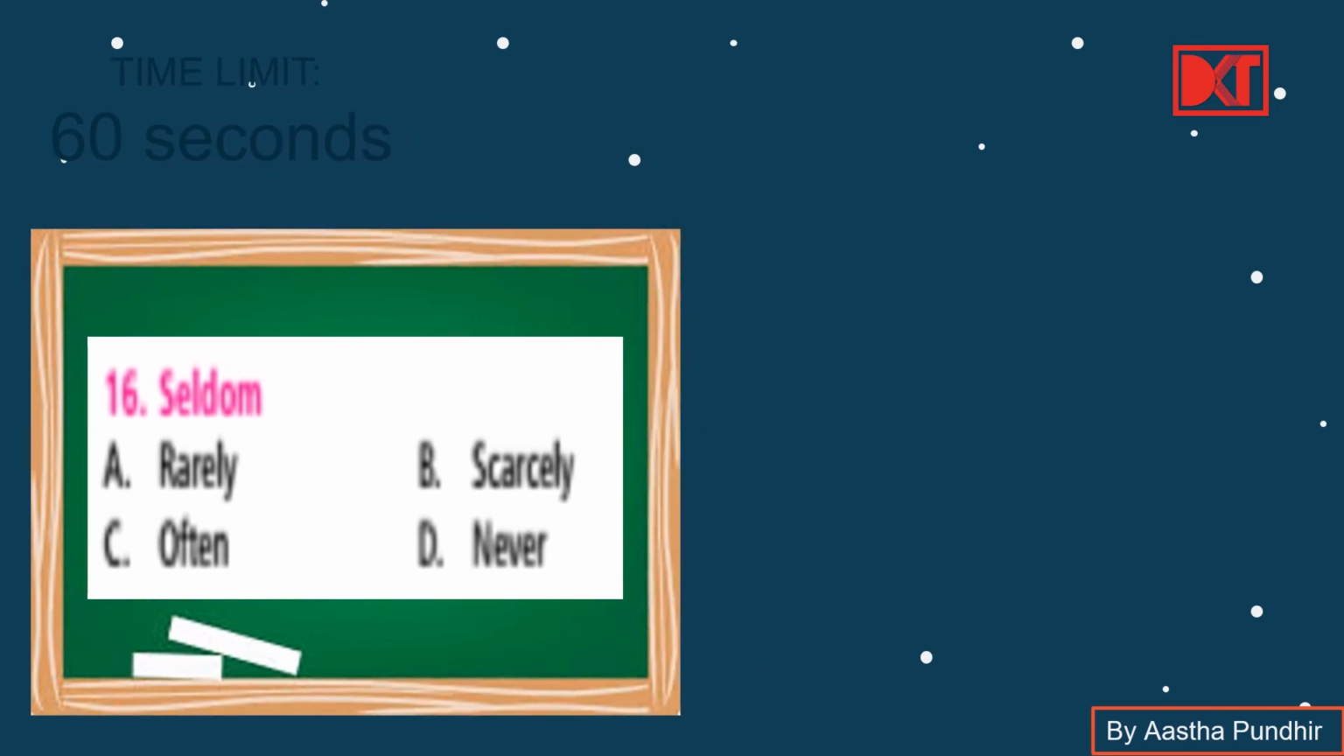Next word we have is seldom. Here the options are rarely, scarcely, often or never. Now seldom is something that happens on a lesser number of occasions. Okay, so the opposite would be often, something that happens on more occasions. Rarely could be a synonym, scarcely could be a synonym, and never is something that happens not at all.